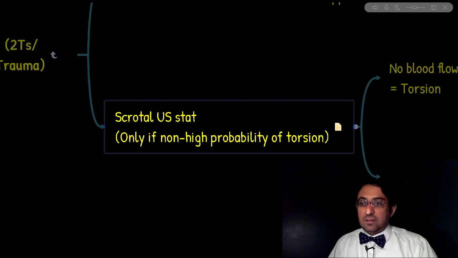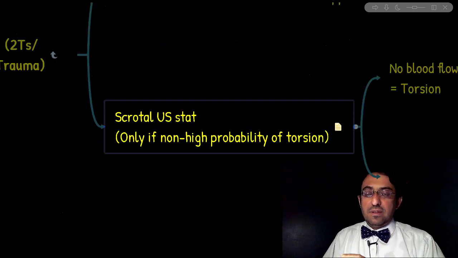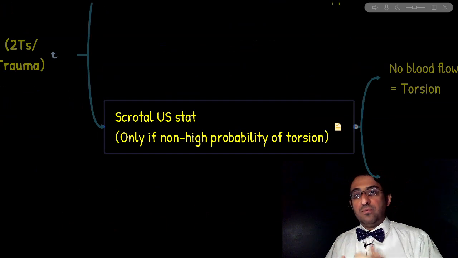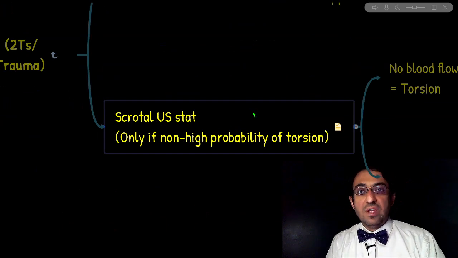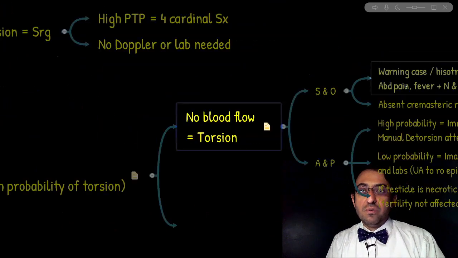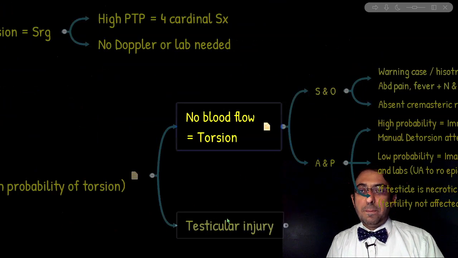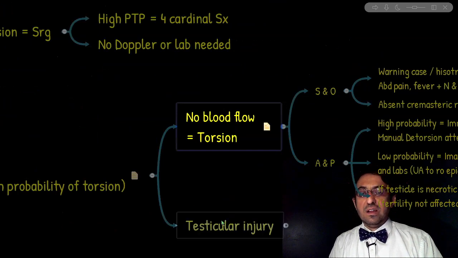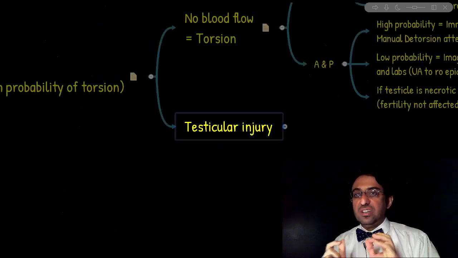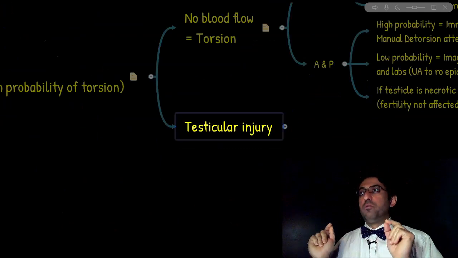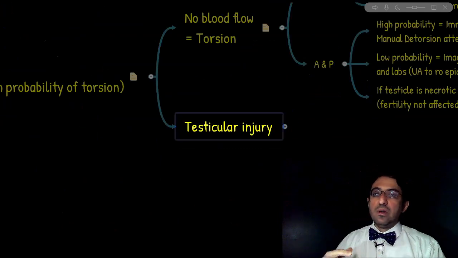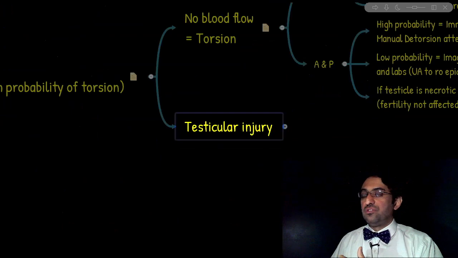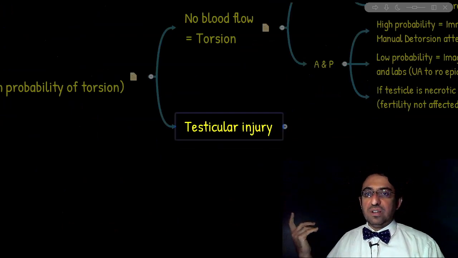Okay, returning back to the initial point, we mentioned that if the cardinal symptoms are not present, we perform Doppler studies. If there is no blood flow, we are dealing with torsion and we manage it as we mentioned. But if the patient has blood flow in the rule out category, we are dealing with testicular injury, the second most important rule out category when we deal with acute testicular symptoms. This is pretty much straightforward.